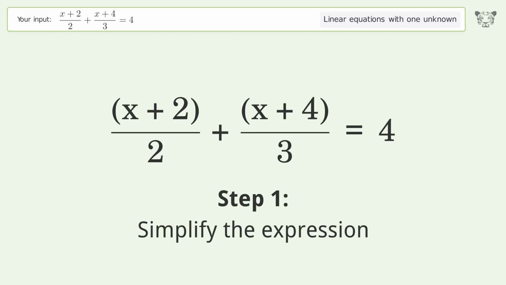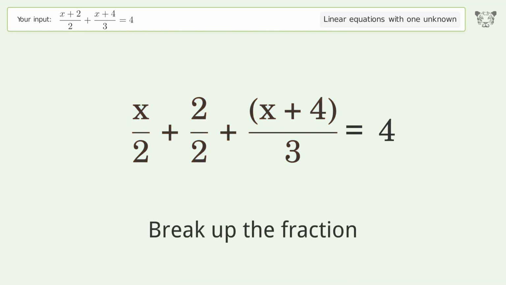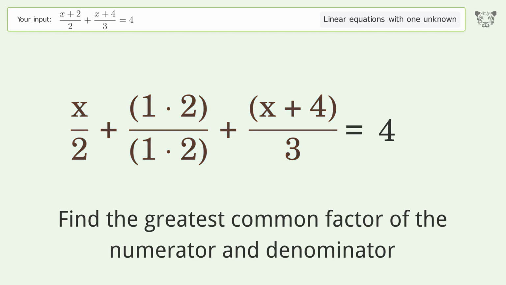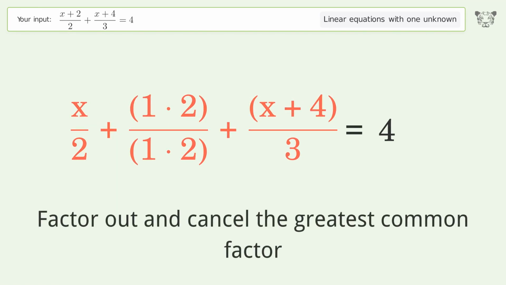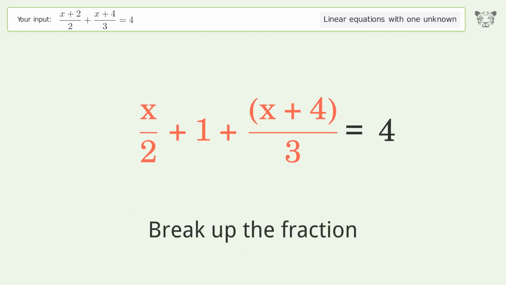Simplify the expression. Break up the fraction. Find the greatest common factor of the numerator and denominator. Factor out and cancel the greatest common factor. Break up the fraction.